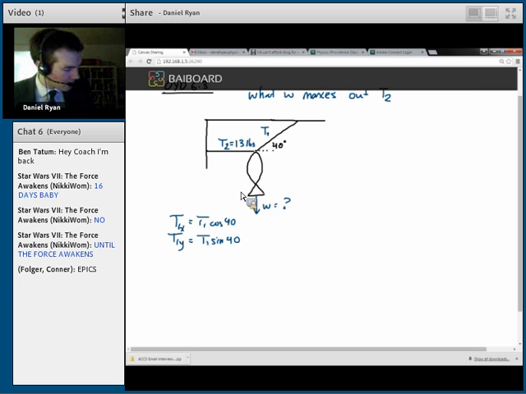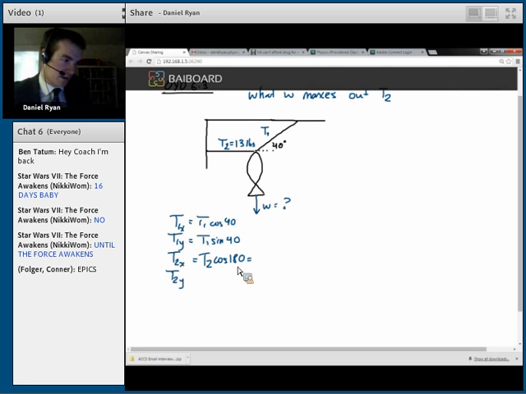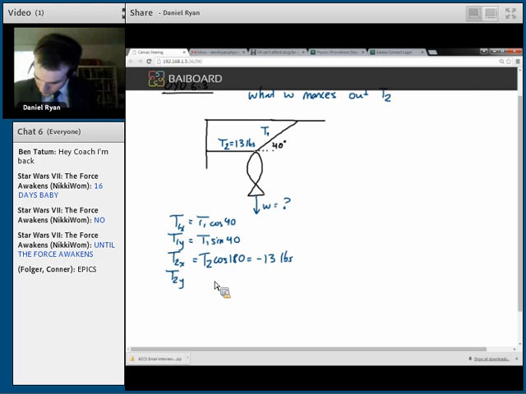This one, the x component is equal to T2 cosine of 180. And we know what T2 is, actually, so we can just say, hey, it's negative 13 pounds. Since T2 is 13 pounds, there we go. This cosine of 180 is negative 1. T2 sine of 180 is equal to 0. Good. Are we done? Not quite.